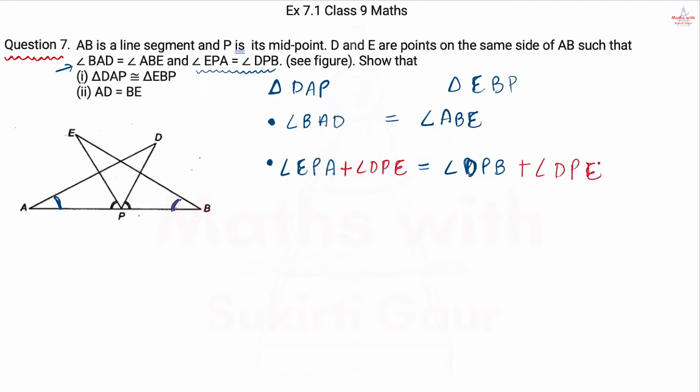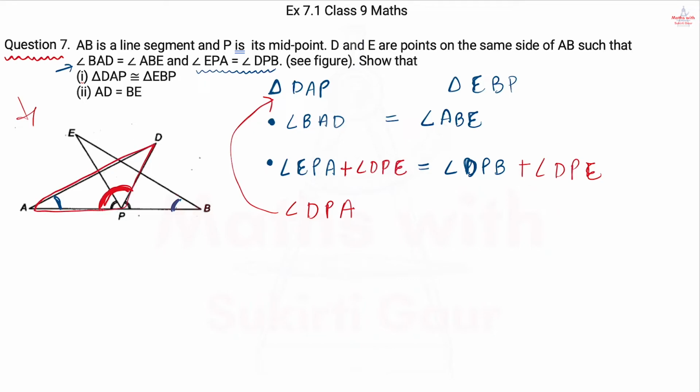If you see carefully, and if you draw this figure in your own notebook and try to find out what is angle EPA plus DPE, EPA is this one plus DPE is this one. If I add both of them, I will be getting angle DPA. And you will be surprised to know that this is from the triangle DAP.